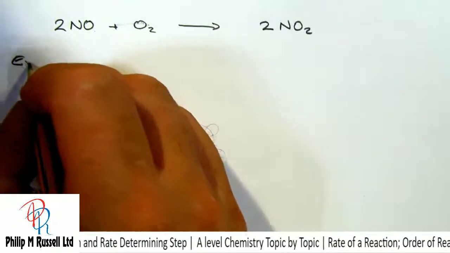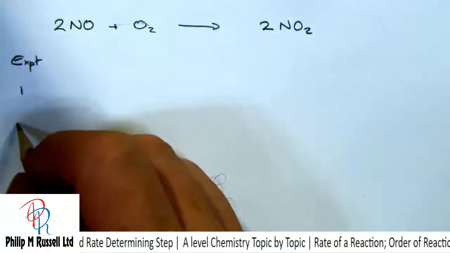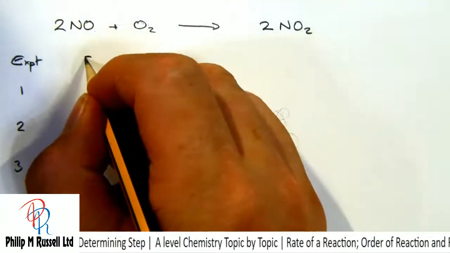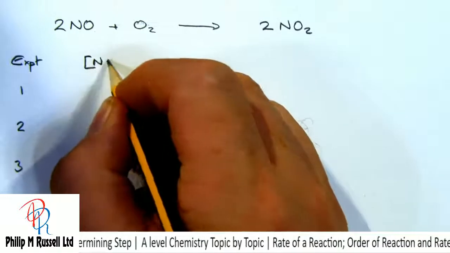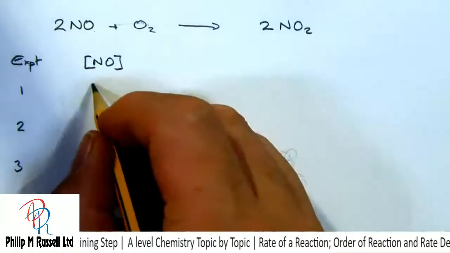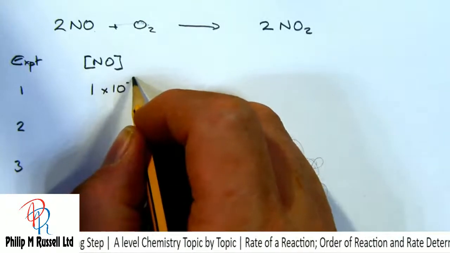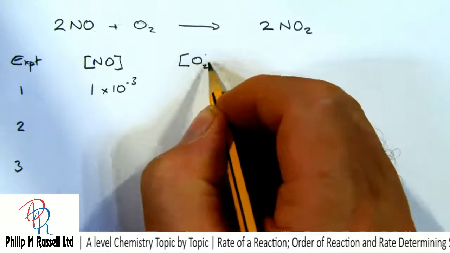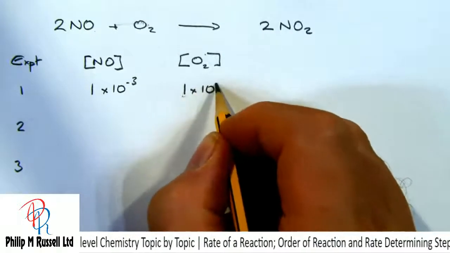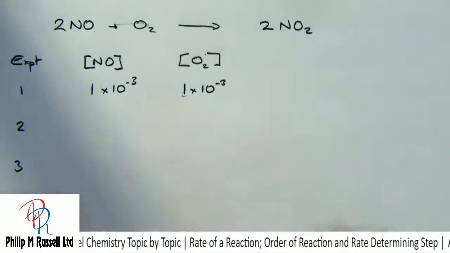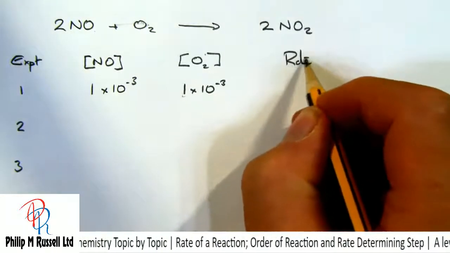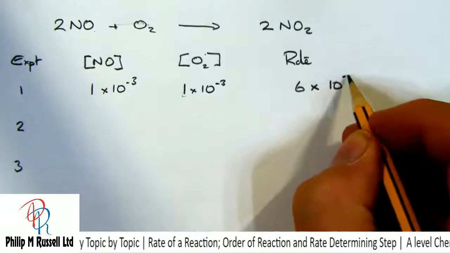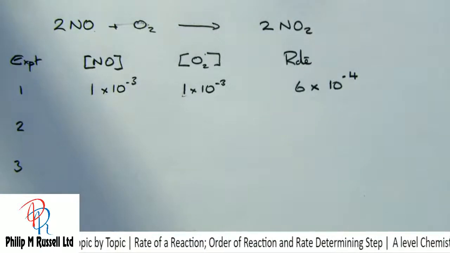Right, so we've got our experiments that we're going to put in. We're probably going to do a few different experiments, and we'd look at the initial concentration of my NO, and let's set this one at 1 times 10 to the minus 3, and we'll start off with some oxygen, and we'll also give this 1 times 10 to the minus 3, and we've got some sort of rate here, and let's imagine that's going to be 6 times 10 to the minus 4. Just making these numbers up.